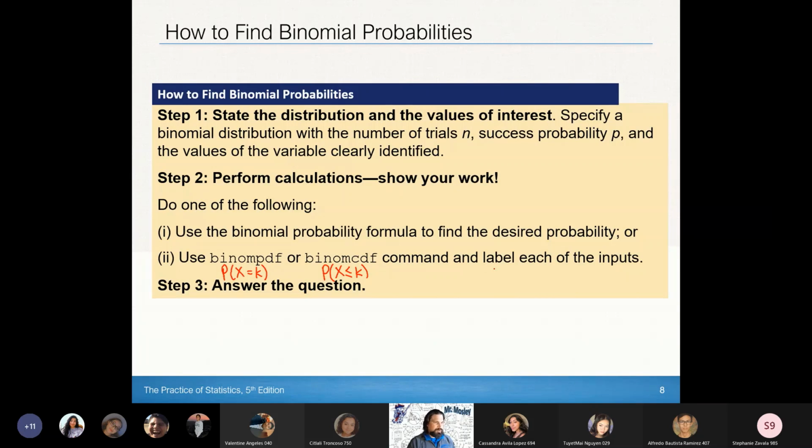And when it says label each of the inputs, these calculations in your calculator require 3 inputs. You need to label the number of trials, the probability of success, and what's the value of K that you're interested in?